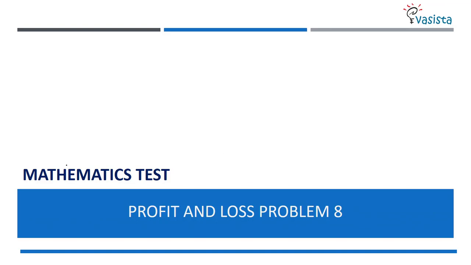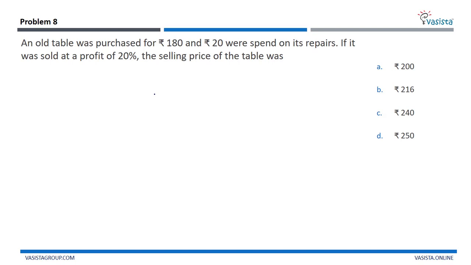Let me go with problem number 8. This is a very simple one. Let us check it out here. An old table was purchased for 180 and 20 rupees were spent on its repairs. If it was sold at a profit of 20%, find the selling price of the table. So we need to find the selling price.